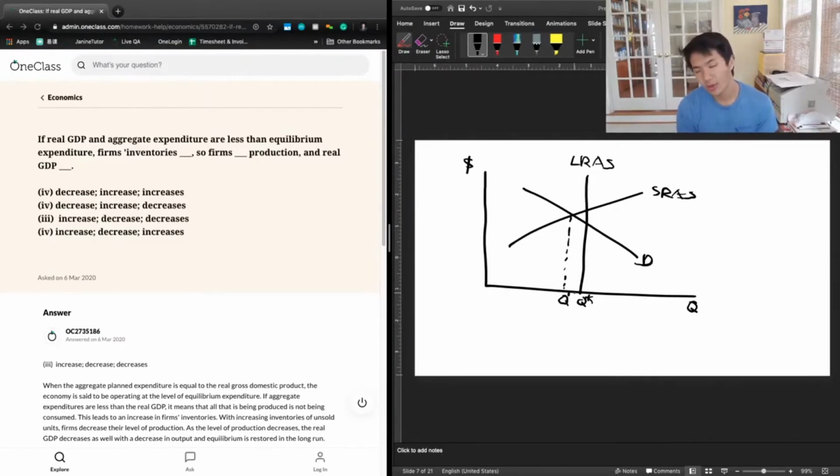So the next question is, okay, so we've established that inventory has increased. We've eliminated, this is a really weird numbering system, we eliminated the first and second answer choices. We're left with the third and fourth. What happens to production then?